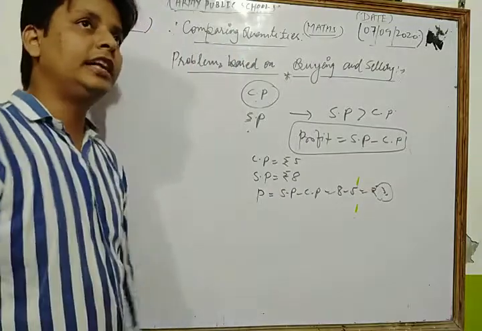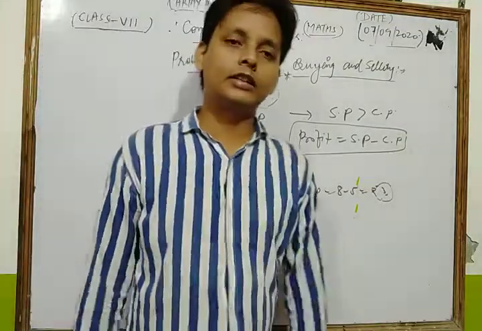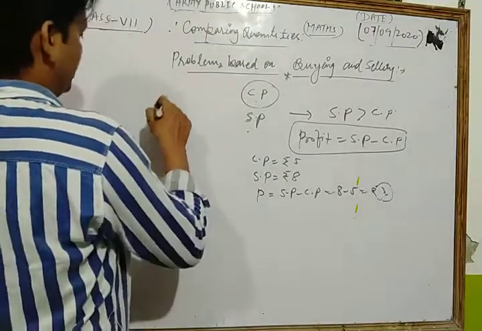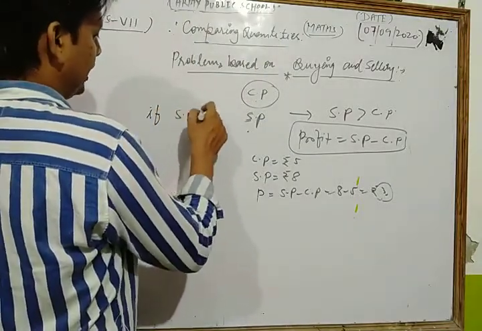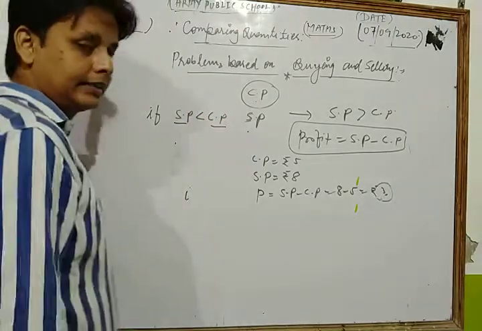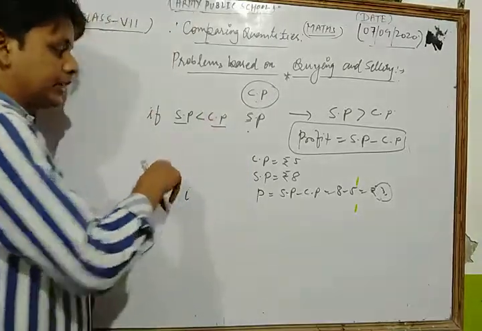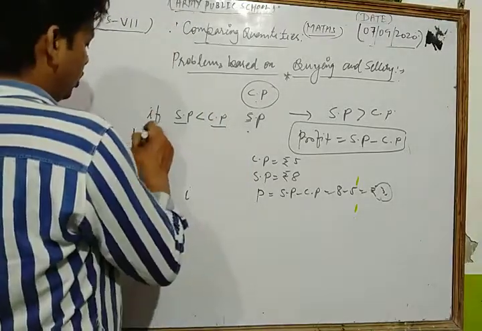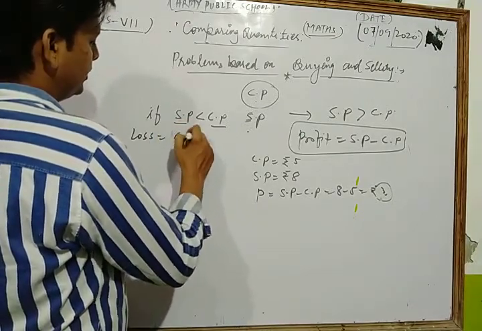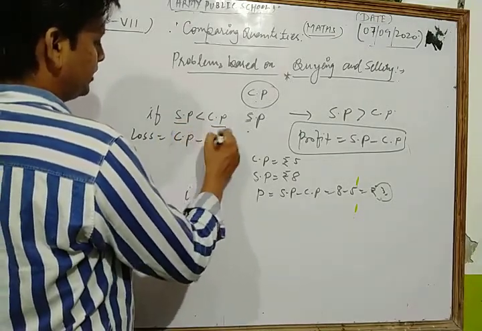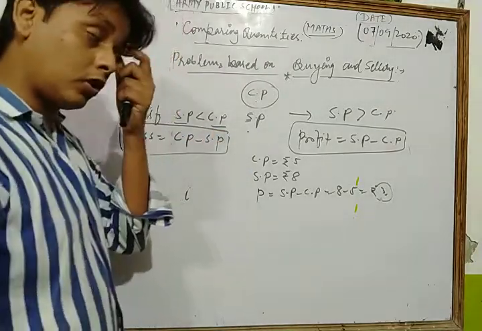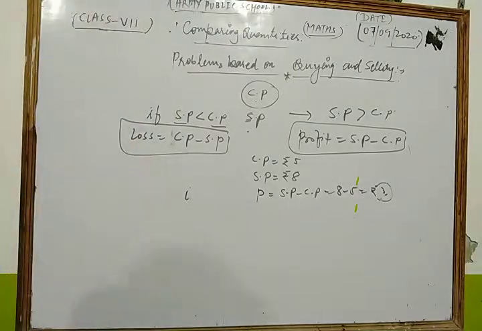Now in which condition does a person get a loss? Let's see. If the selling price is less than the cost price, meaning the cost price is maximum and the selling price is minimum, in that condition a person gets a loss. So the loss is equal to cost price minus selling price. In this way we get the loss of a person on that quantity.